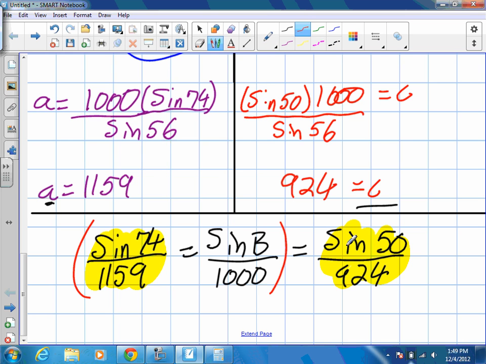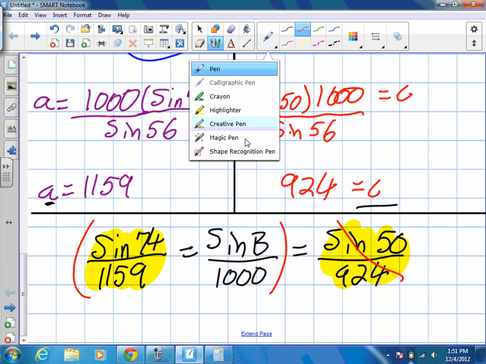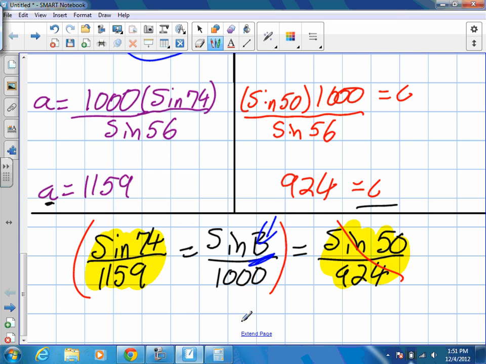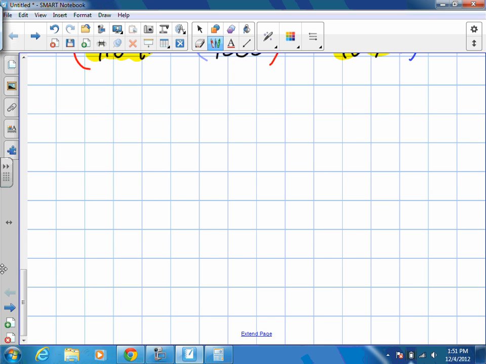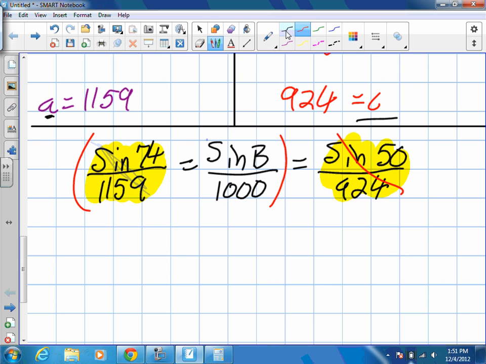Because this is my unknown variable, I obviously need this ratio, and I can choose either this one or this one to set equal to. Just for simplicity's sake, I chose the one on the left, which means I drop off the one on the right. We don't need all three, ever. Had I chosen this one, I would have dropped off the first one. Both will get us the same answer. So now I already have the angle on top, which works out great. So I have sine 74 divided by 1,059 is equal to sine B over 1,000.